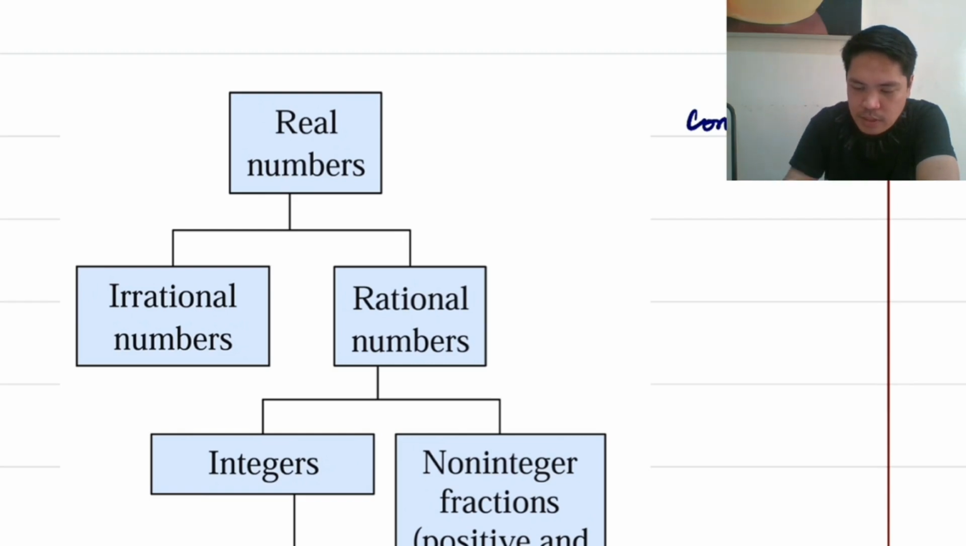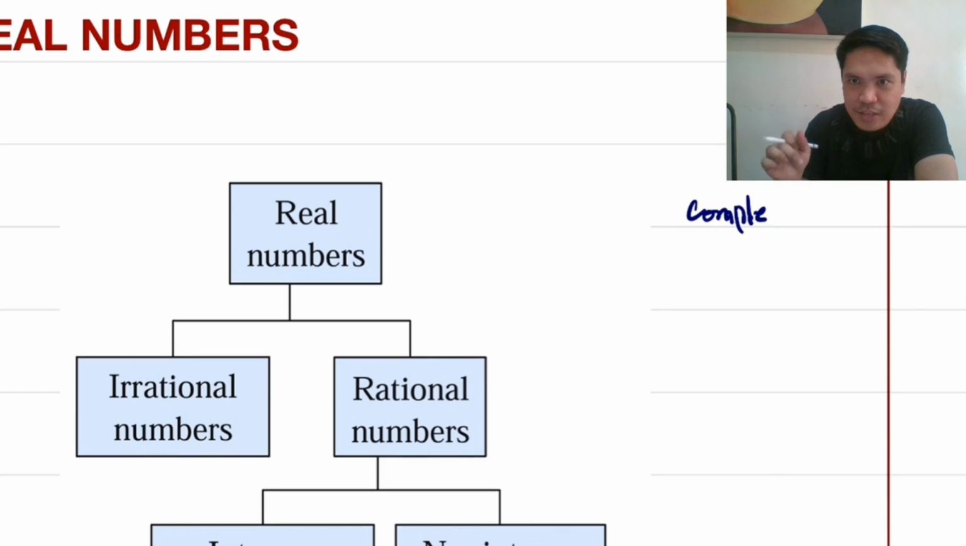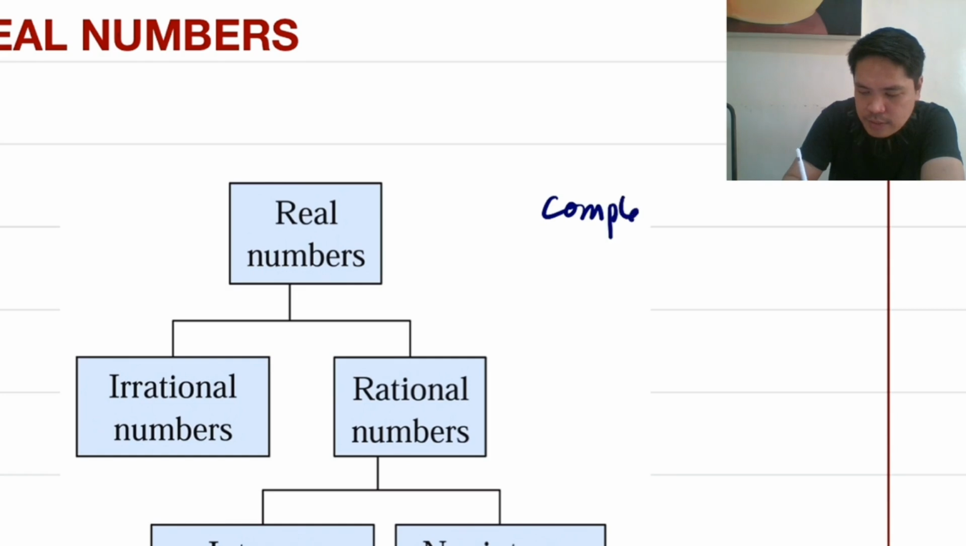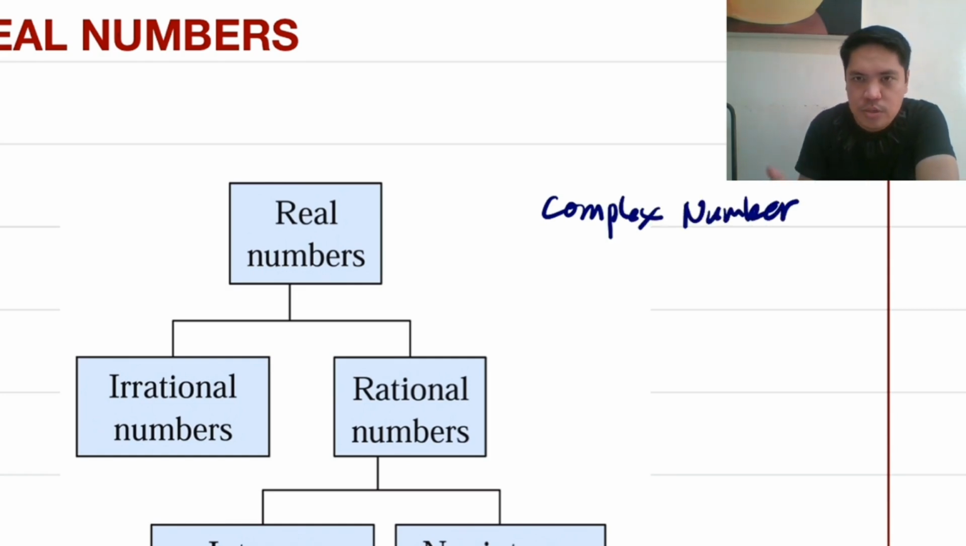complex numbers. So the real numbers and the complex numbers. So complex numbers are numbers which are comprised of a real part and an imaginary part.